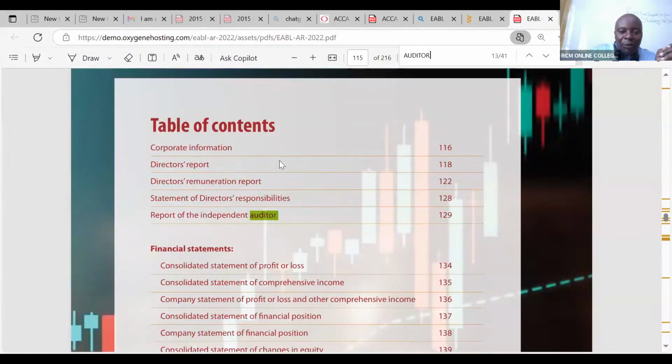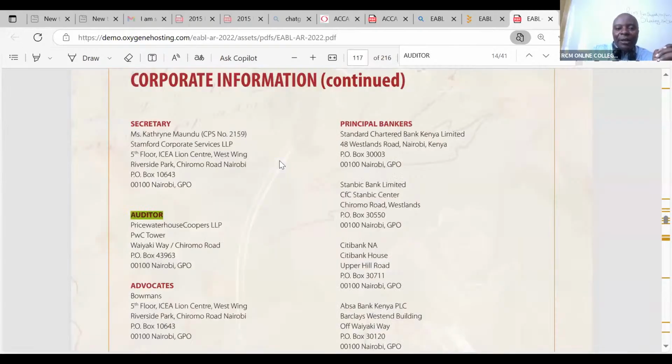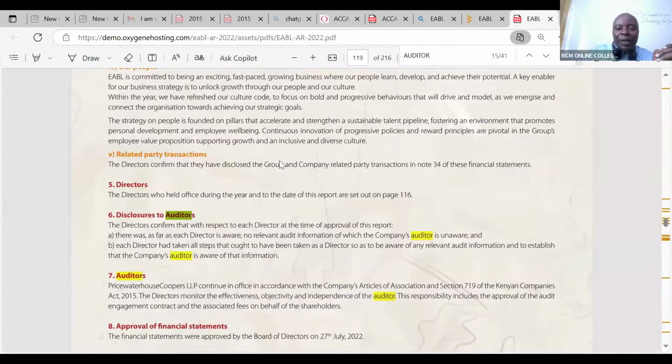Yeah, so we have here a report of the audit in the 129. Now that's much better. We're not even far. We are not even far.